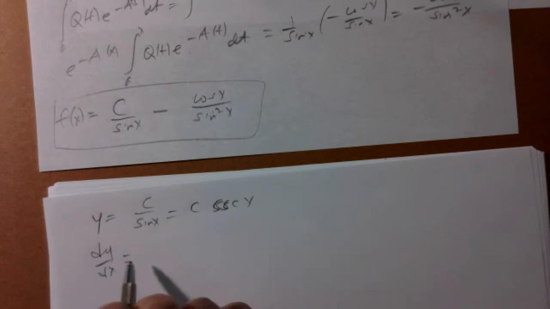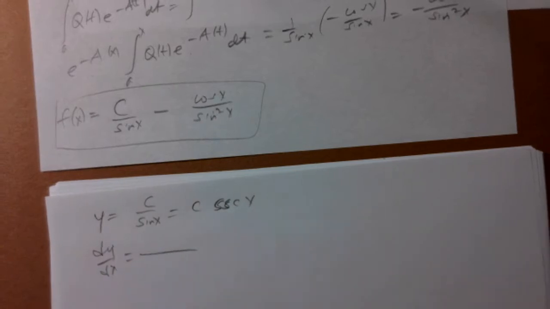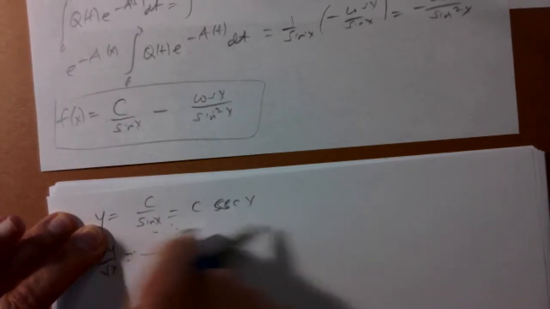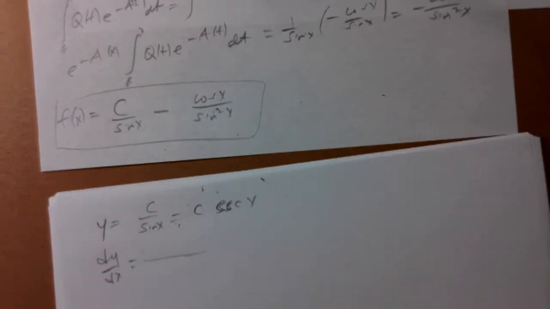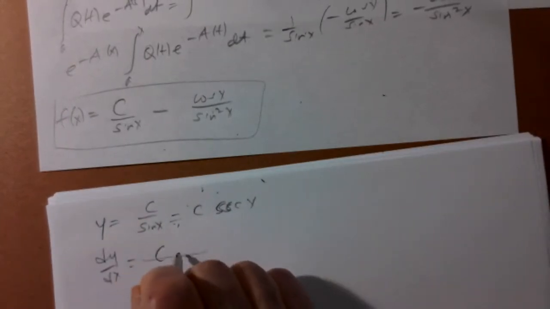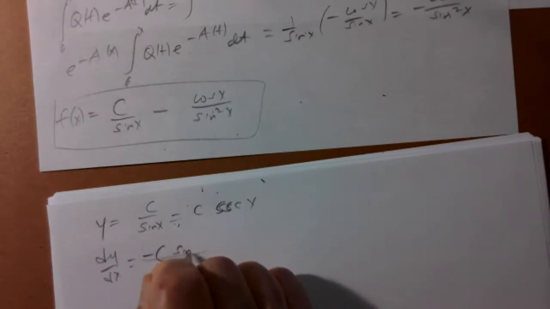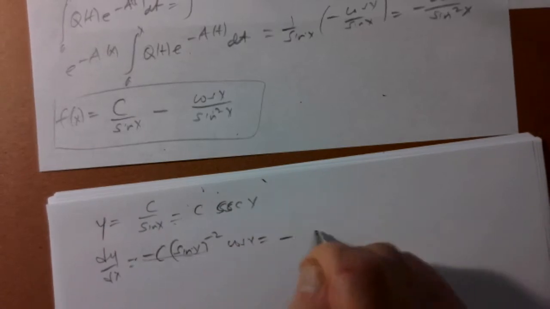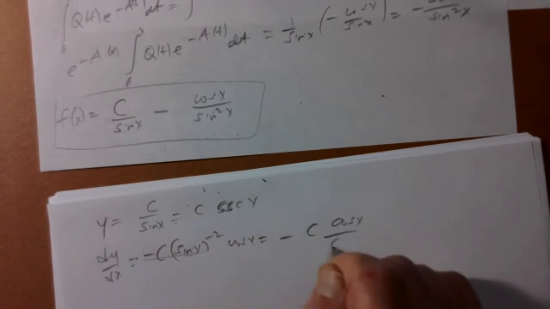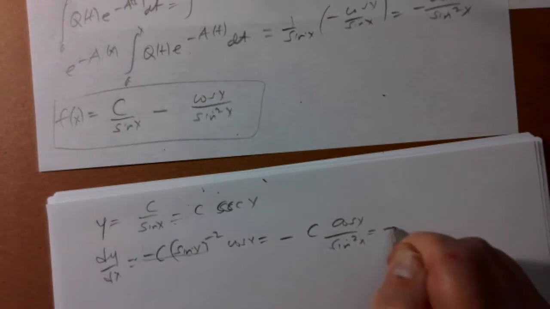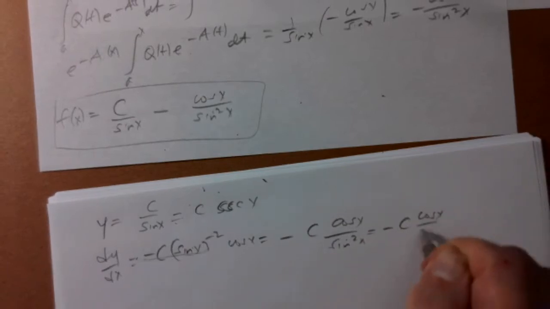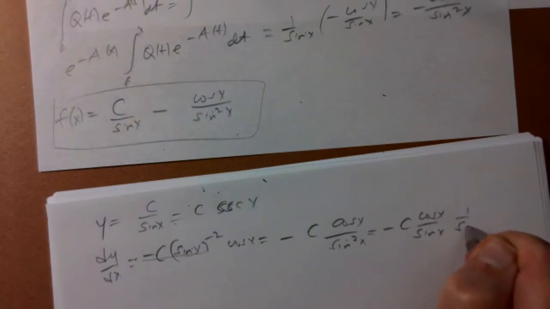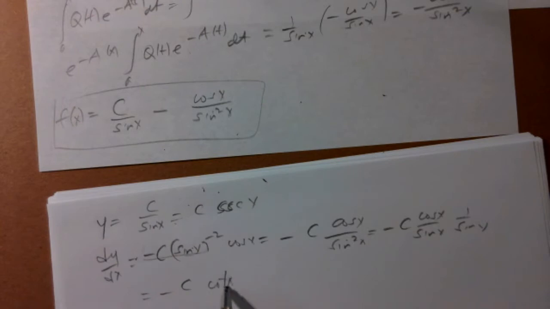Cotangent times cosecant. Or if we did it as follows, sine x to the minus 1, c minus sine x to the minus 2 times the cosine of x, minus c cosine x over sine squared x, which is minus c cosine x over sine x times 1 over sine x. That's minus c times cotangent x cosecant x.